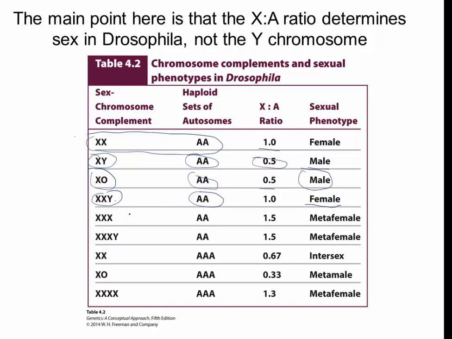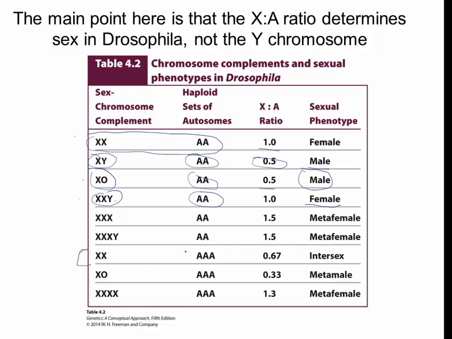That's different than humans. We'll look at that in humans, and you might know a little bit about Turner syndrome and Klinefelter syndrome, and it's actually the opposite in humans. But here are some examples that show that you can manipulate the number of X's and the number of autosomes, and that will change the sex of the fly. So maybe we'll just do one example.